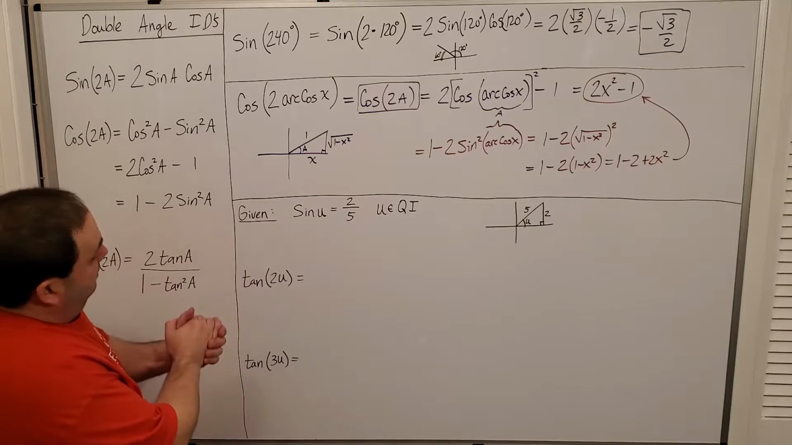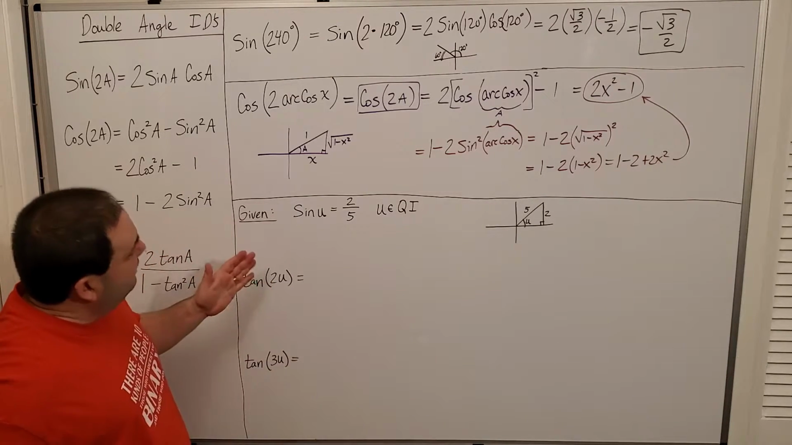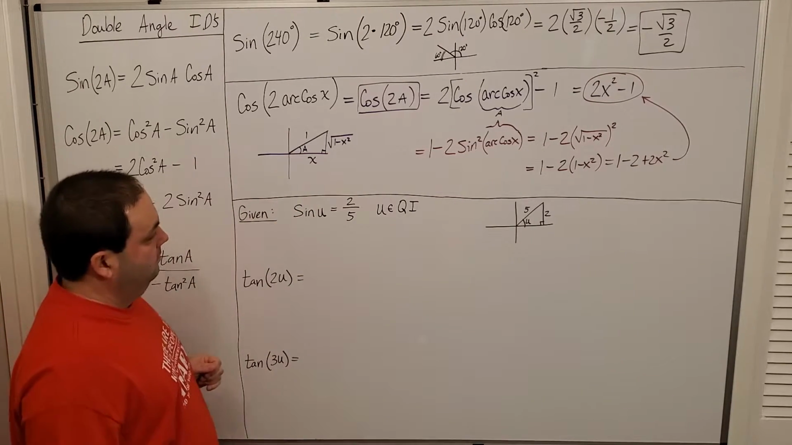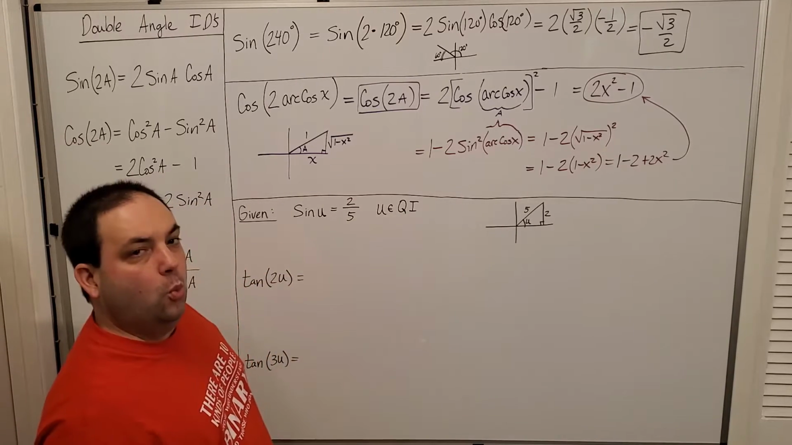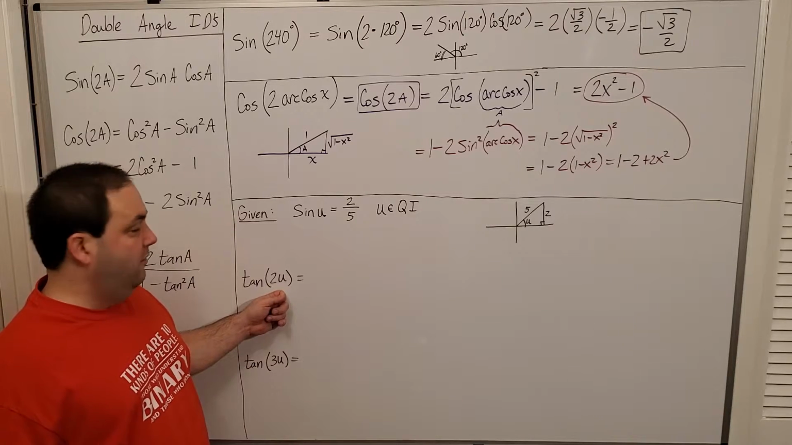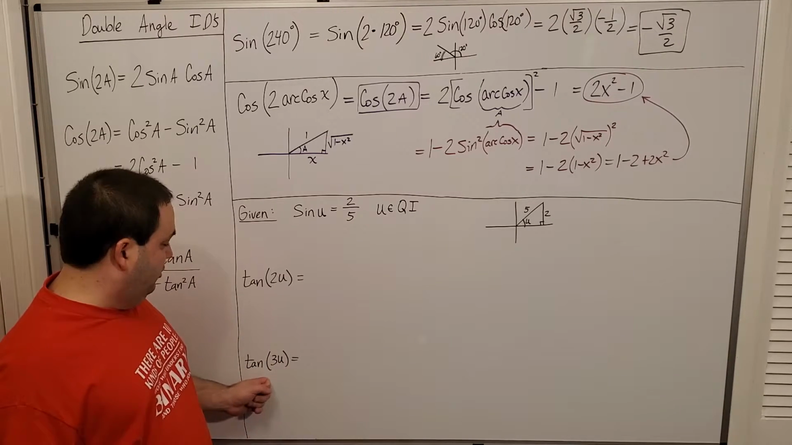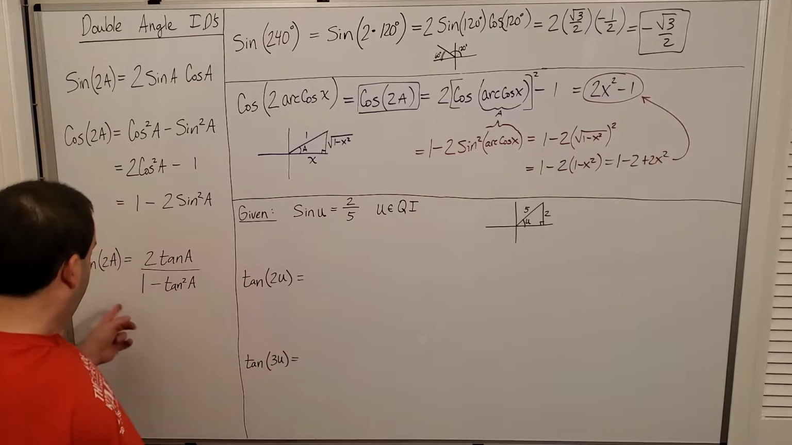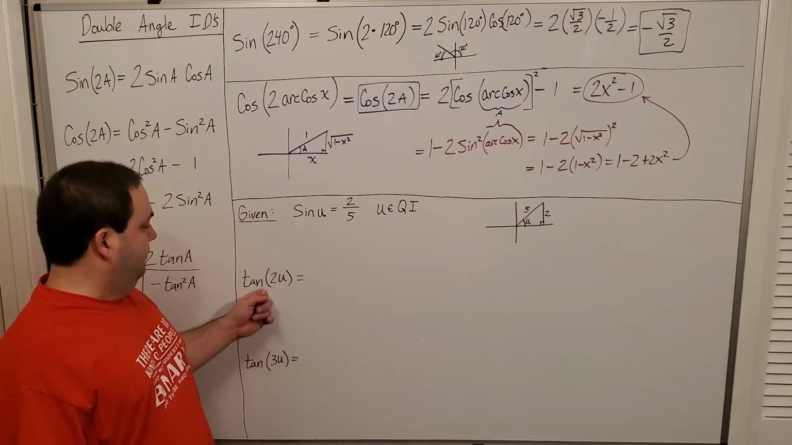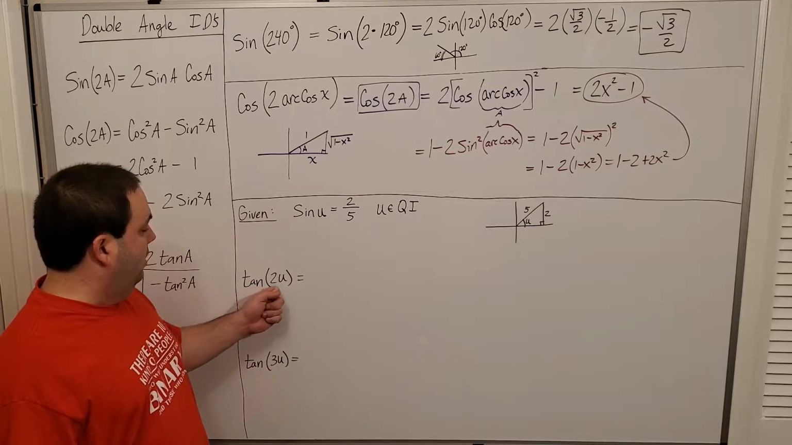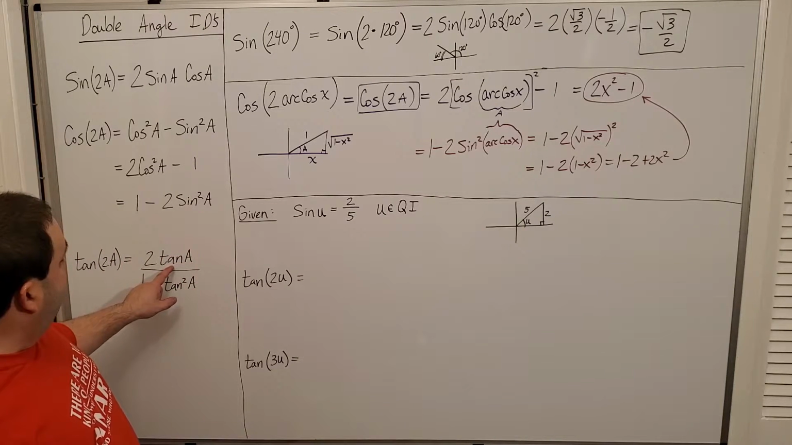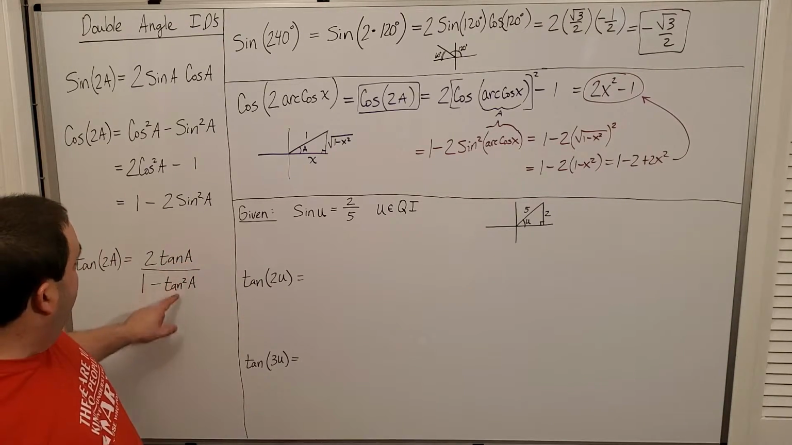All right, so next, given the sine of some angle u is 2/5, and u is in quadrant 1, find the tangent of 2 times u, the double of u, and also find the tangent of 3u, the triple of u. Well, wait a minute, I don't have a formula for that one. Hang on, I'll show you how you can get to that one. Okay, so let's start here. The tangent of 2 times u. That's this formula here, which means I need the tangent of u for that formula.